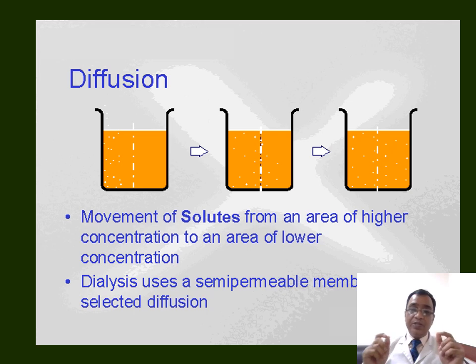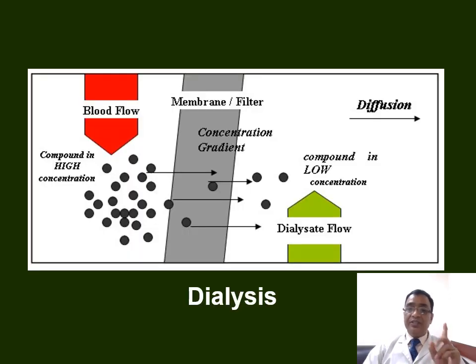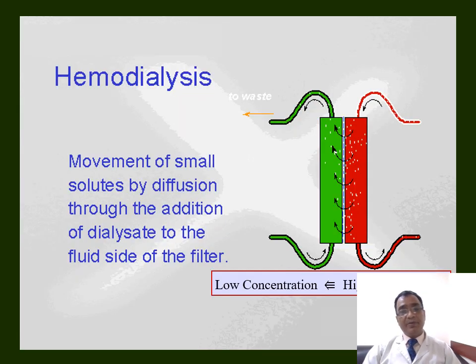That is the equilibrium of the concentration. This is called diffusion. In fact, this process is happening in dialysis. In ultrafiltration, convection is happening. In dialysis, actually, diffusion is happening, the movement of the solute down a concentration gradient across the semi-permeable membrane. So how does it look in hemodialysis?